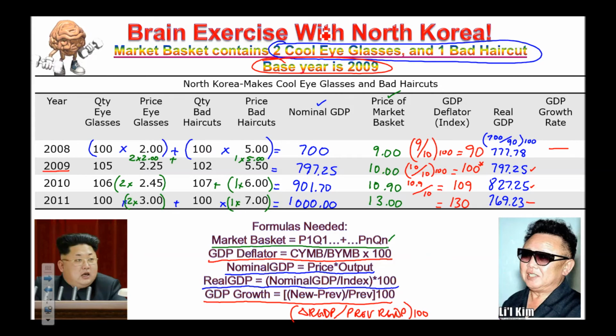Okay? So here's the way we're going to do it. For 2009, we're going to take 797.25, and we're going to subtract the previous year's real GDP, which is 777.78. Then we're going to divide by that previous year's real GDP, and then we multiply the whole thing by 100. So I'm going to do 797.25 minus 777.78. I get a number. I divide that by 777.78. I get another number. I multiply that by 100. And it tells me that the growth rate in 2009 was 2.5%. So GDP increased by 2.5%. That means output increased by about 2.5%.